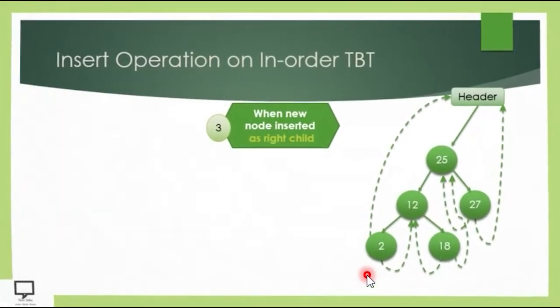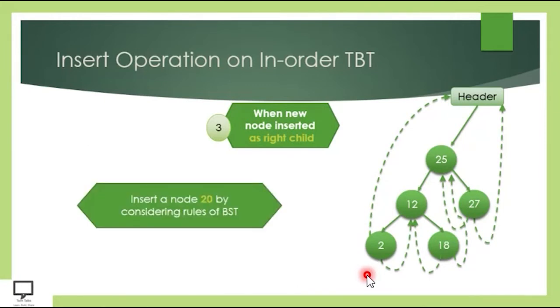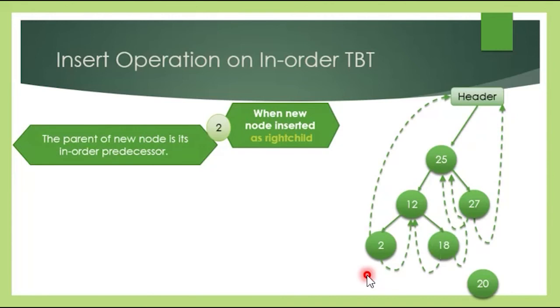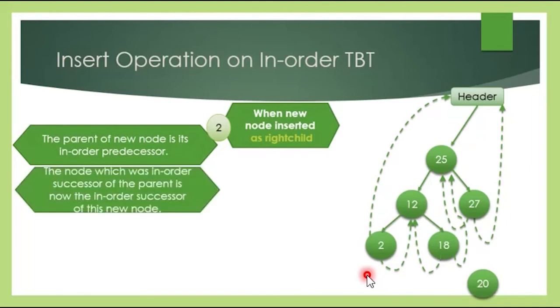Let's consider the same binary search tree which we have seen in the previous slide, or in the previous example, and let's insert 20 as a new node into the threaded binary tree by considering the rules of binary search tree. 20 will get inserted as a right child of 18, and now which threads do we have to take care of? Whenever the parent of a new node is its in order predecessor, then the node which was the in order successor of the parent is now the in order successor of the new node.